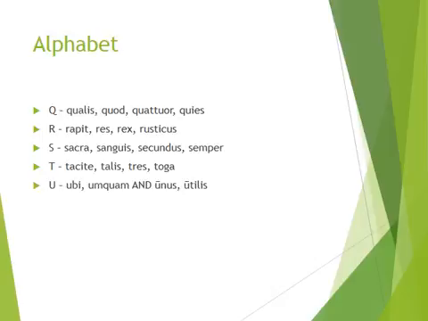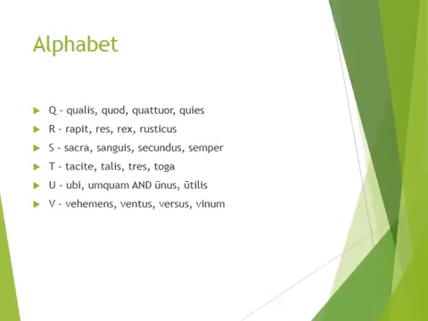U can make two different sounds. It can make a short sound and it can make a long sound. So the short U is going to be an "uh" sound, so ubi and umquam. And then the long one is going to be "oo", so unus, utilis.